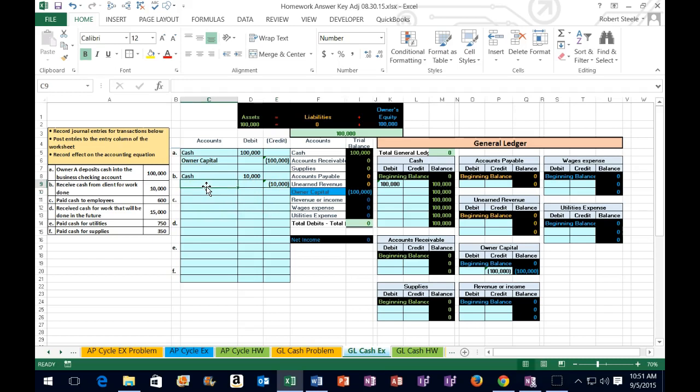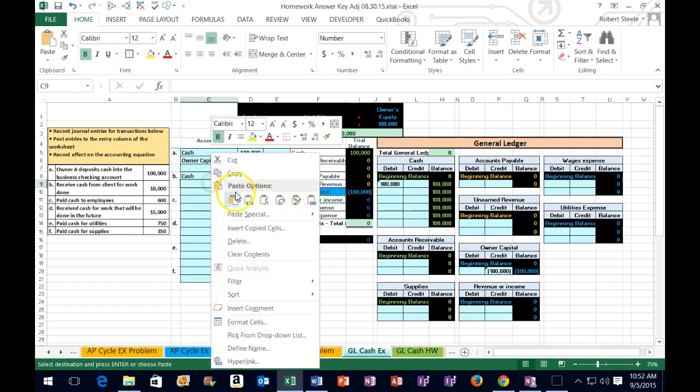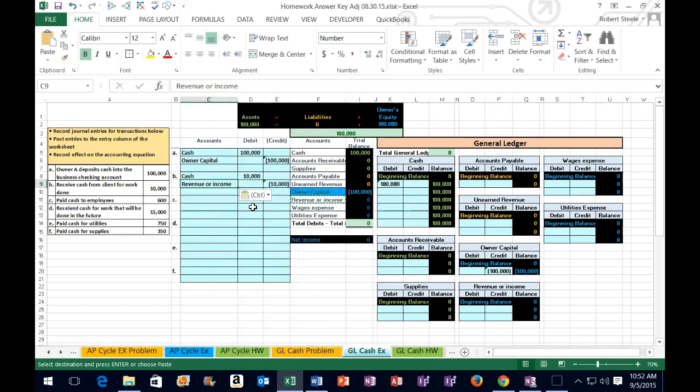Why did people pay us 10,000? Because we earned money, and that would be revenue down here. So revenue is going up. Revenue, we already know we're going to credit it, but let's think it through. Revenue has a credit balance, and it only goes up. How do we make something go up? We do the same thing to it, which in this case would be another credit. So it does make sense that we would credit it. So let's copy that. We're going to post that in C9, paste it 1, 2, 3. Then let's record this.